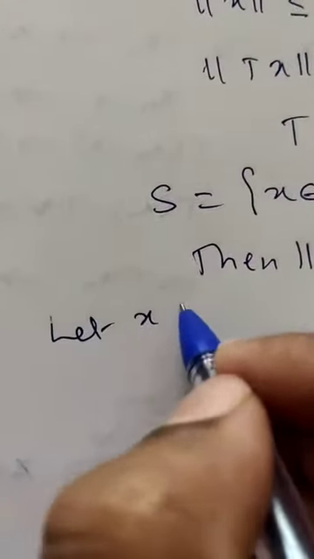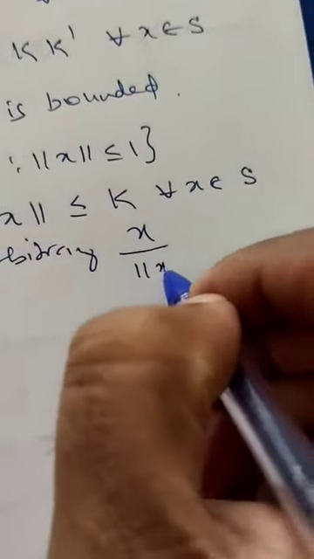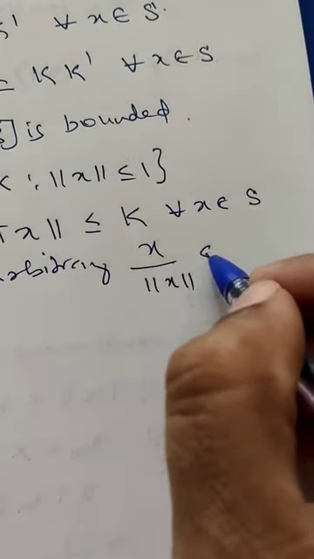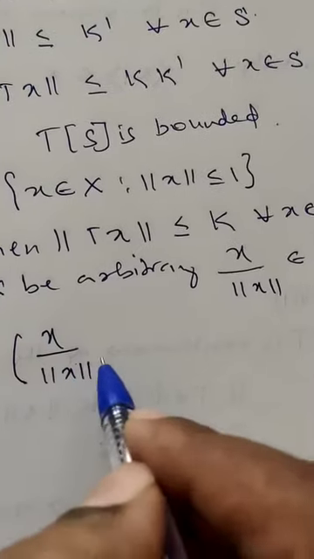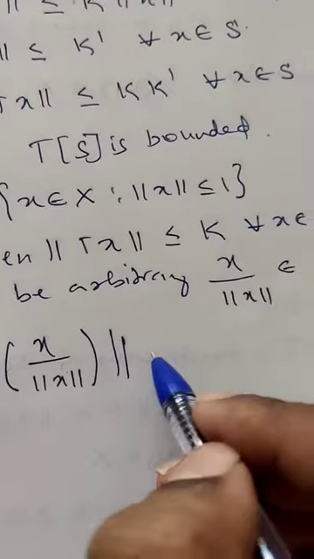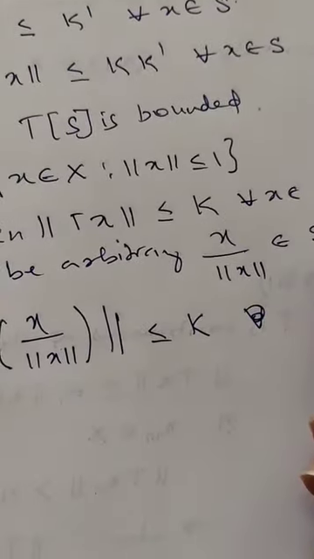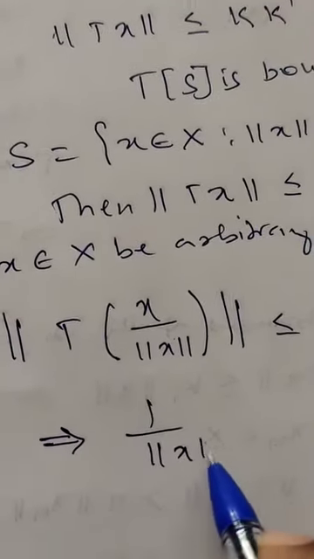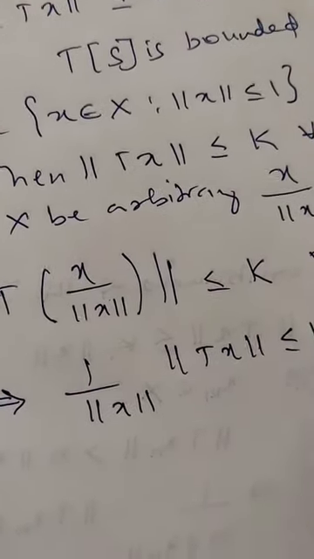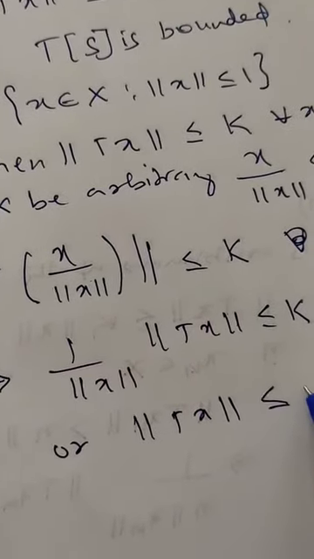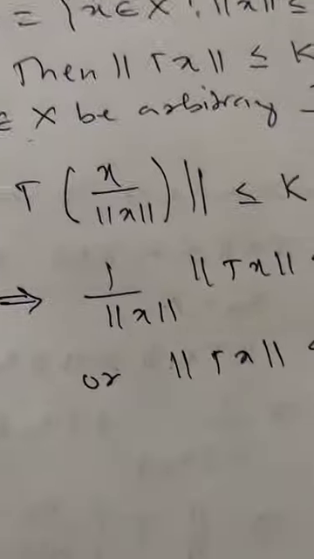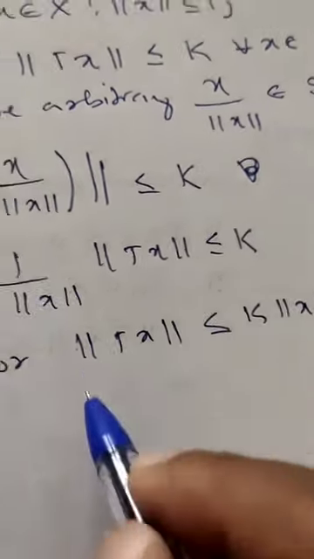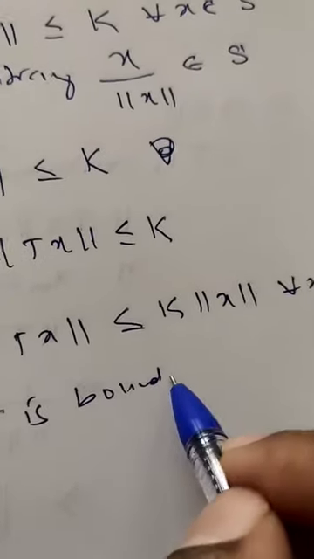Let x belonging to X be arbitrary. Then x divided by norm of x has norm 1, so this element belongs to S. According to our assumption, norm of T(x divided by norm of x) is less than or equal to K, because x by norm of x belongs to S. By linearity, 1 by norm of x times norm of T(x) is less than or equal to K, or norm of T(x) is less than or equal to K times norm of x. This holds for every x belonging to X because x is an arbitrary element. Therefore T is a bounded map.